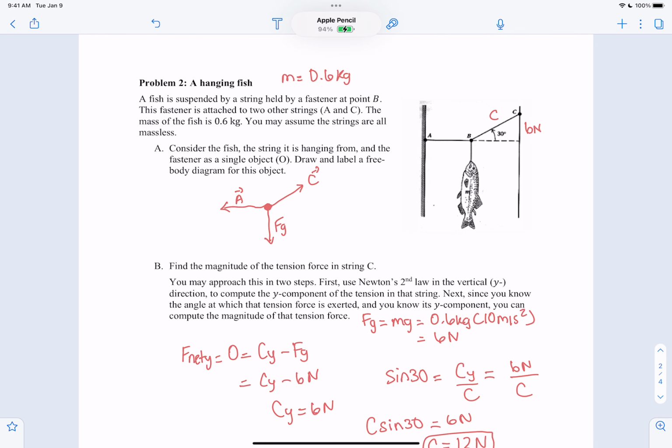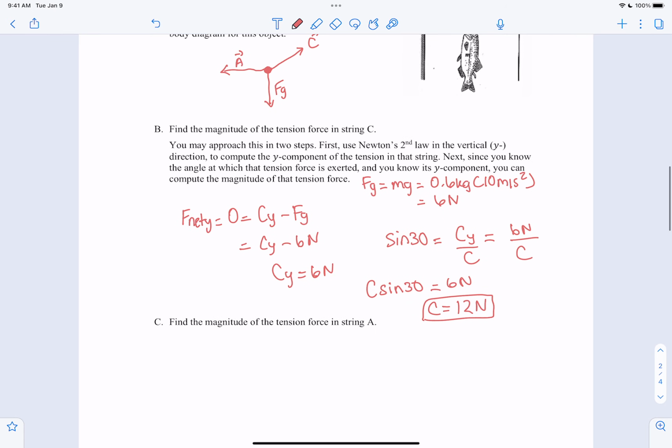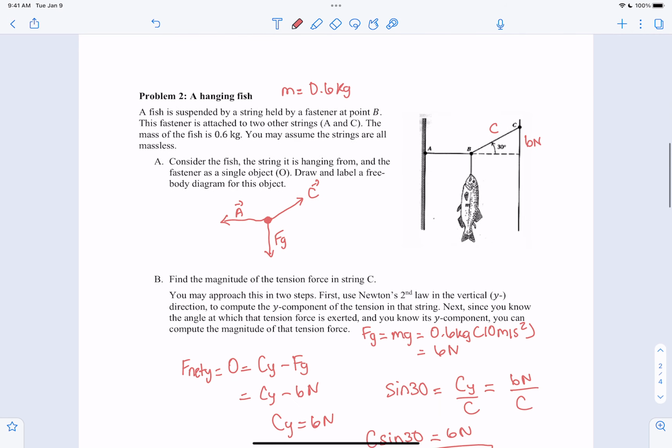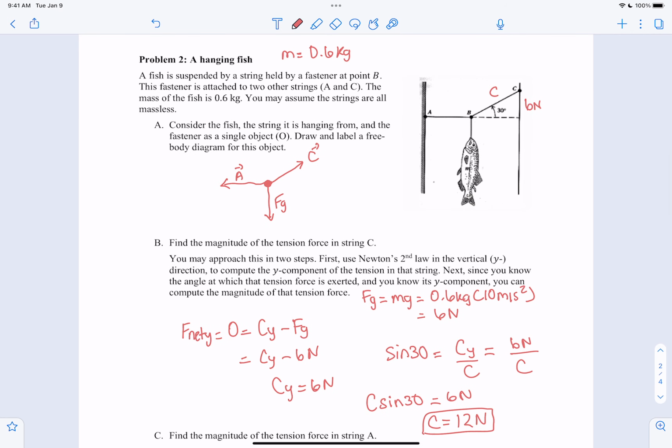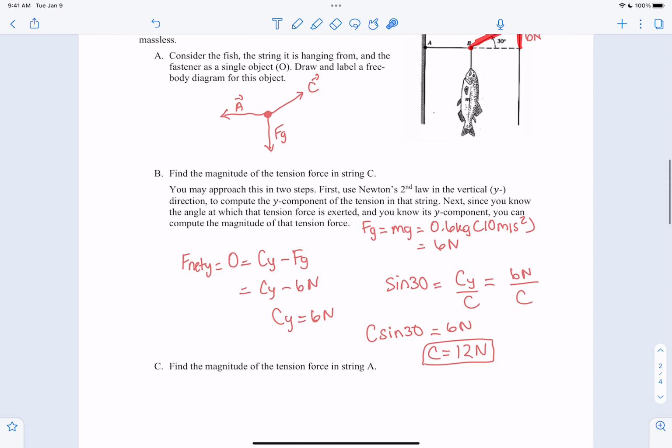No worries. But I believe the homework for your section is slightly different for part B. I believe they're asking for the maximum mass of the fish that the string A can support before pulling loose. That is going to be a little different. Why did we do CY over C? Because it's opposite over hypotenuse. So CY over C is equal to sine 30.